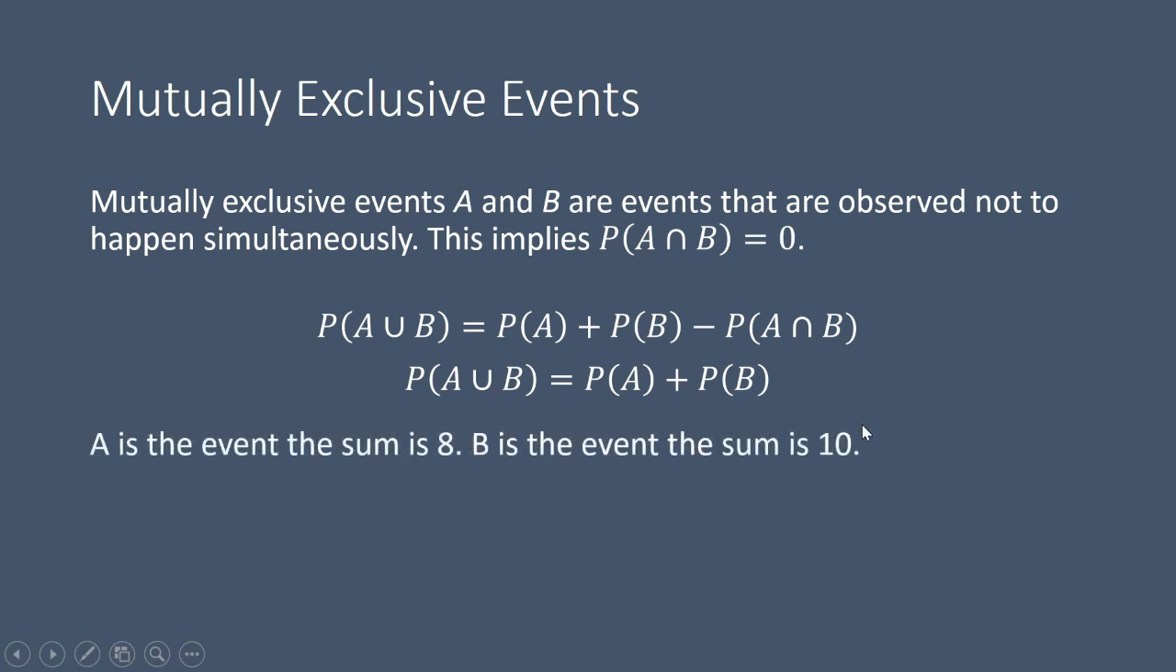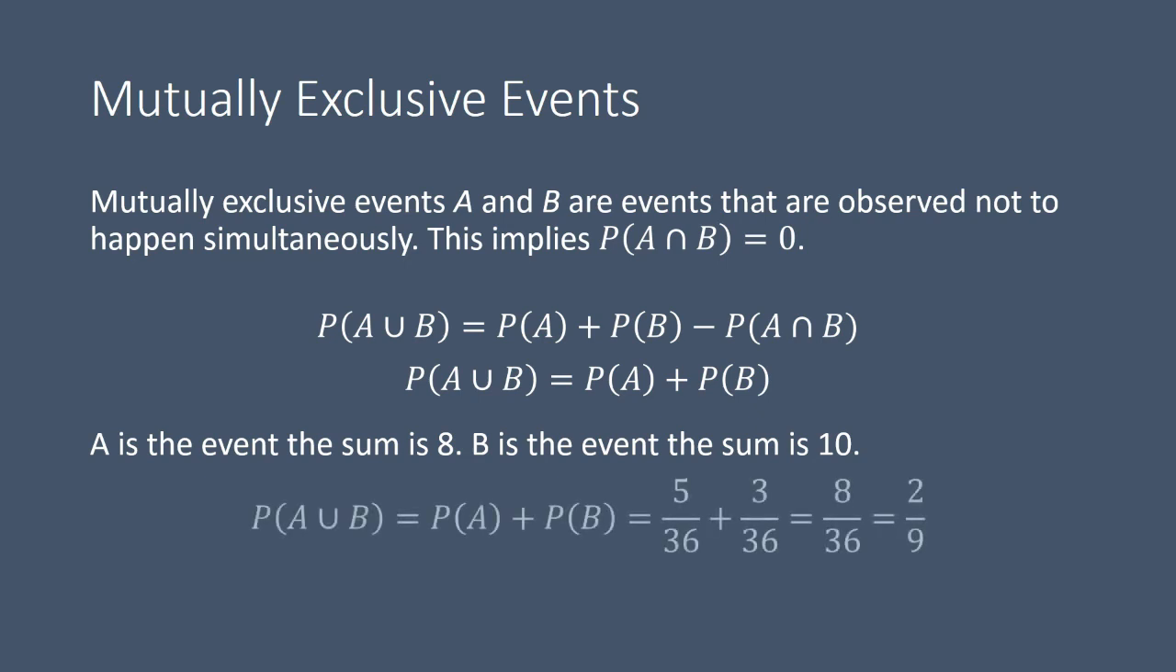The event when the sum is 8 and the event when the sum is 10 cannot happen simultaneously. It is an impossible event. And so P of A union B here is simply equal to P of A plus P of B, which is equal to 2 over 9.